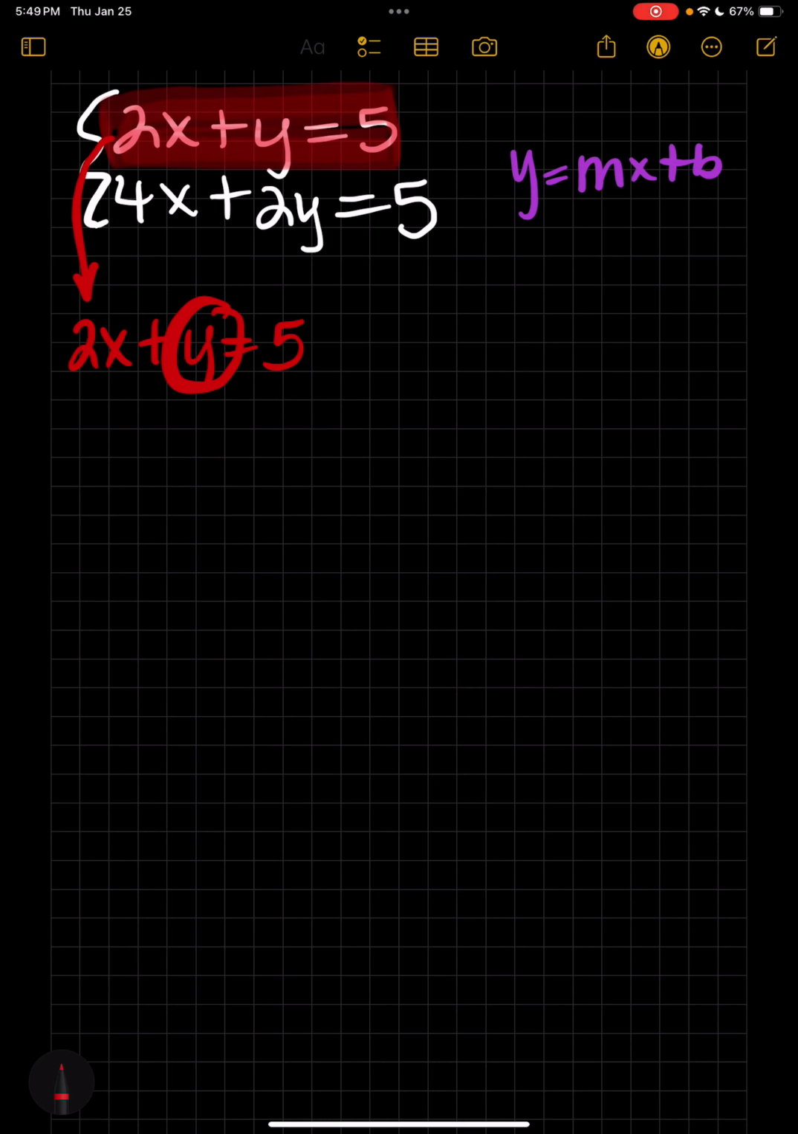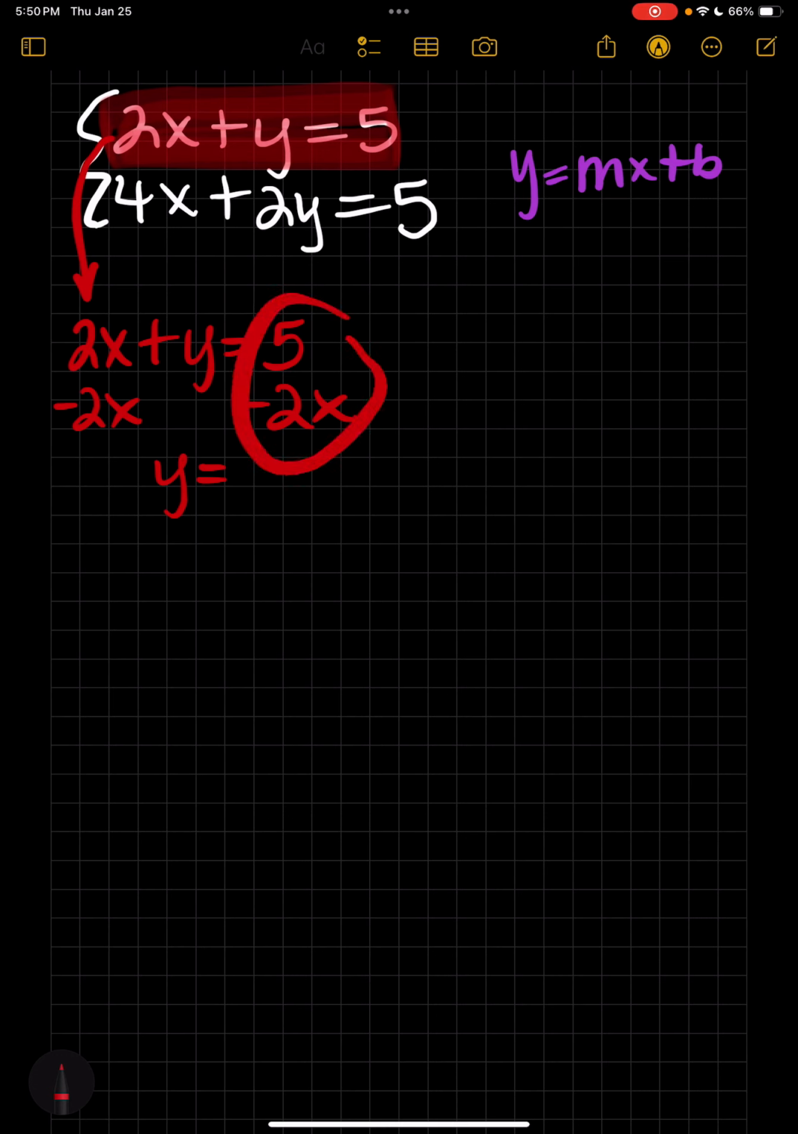To get y by itself, I'm going to subtract over this entire term of 2x. And now I'm left with y equals, these are not like terms, so that is not 3x. That's going to be negative 2x plus 5. So this tells me here that my slope is negative 2, which is the same as negative 2 over 1. And then this tells me that my y-intercept is at 0, 5. Let's come back to that and we will graph it.